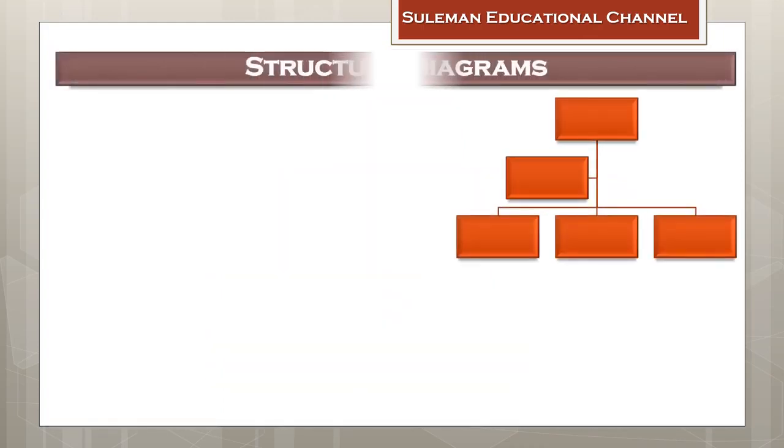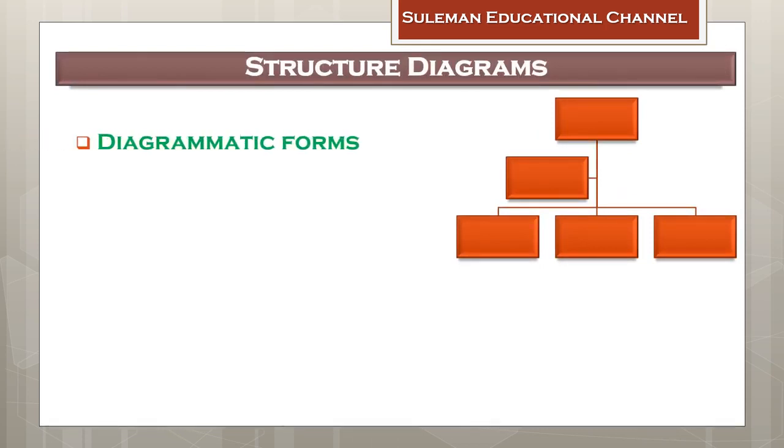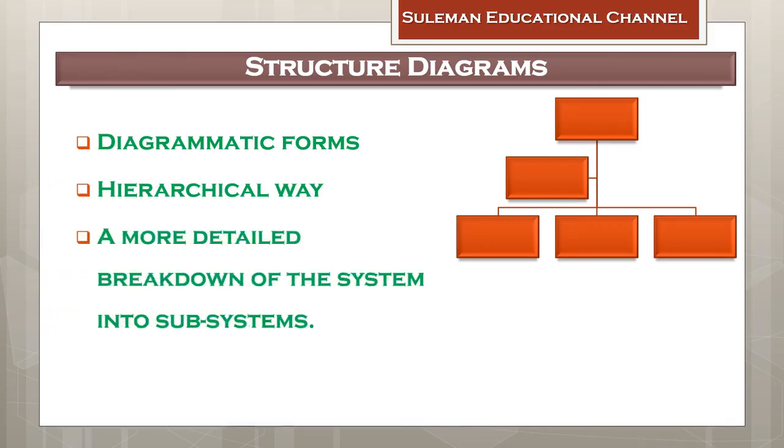In order to show top-down design in a diagrammatic form, structure diagrams can be used. A structure diagram shows the design of a computer system in a hierarchical way, with each level giving a more detailed breakdown of the system into subsystems.